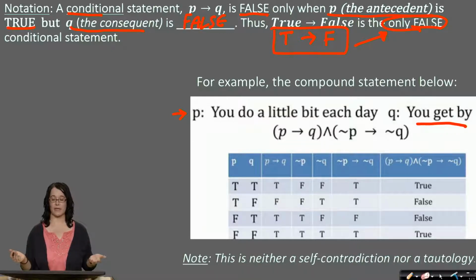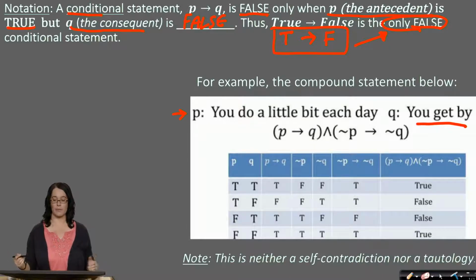So how would I read this in English? Well, I would say, in parentheses here, if you do a little bit each day, then you get by. And if you do not do a little bit each day, then you do not get by. Now, these two sound very similar. In fact, a lot of people think they're saying the exact same thing, but we're going to find out in this truth table that they're not always true at the same time. In other words, they're not equivalent statements. We'll talk more about that in our next video. But let's see why that is.